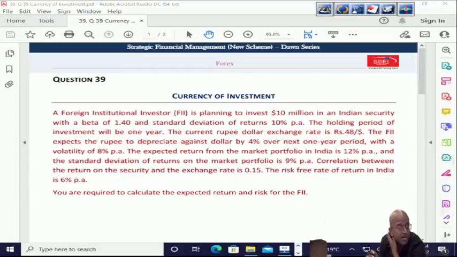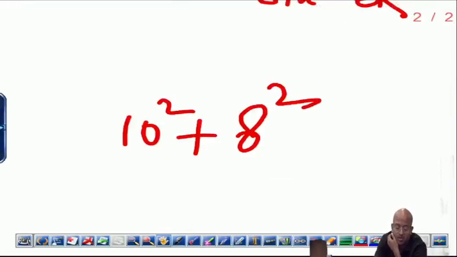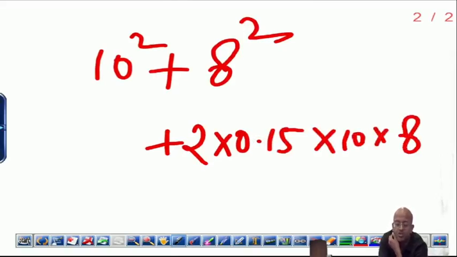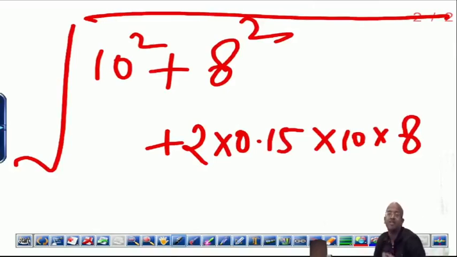SD of the stock was 10%. SD of the currency was 8%. Correlation is 0.15. So 10 square plus 8 square plus 2 into 0.15 into 10 into 8, the whole square root. That's the SD of the investments.